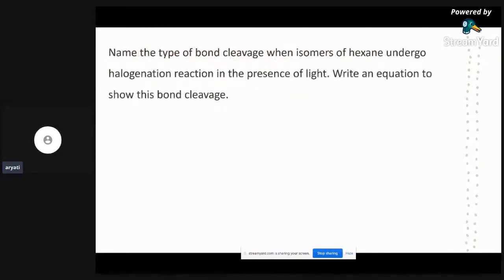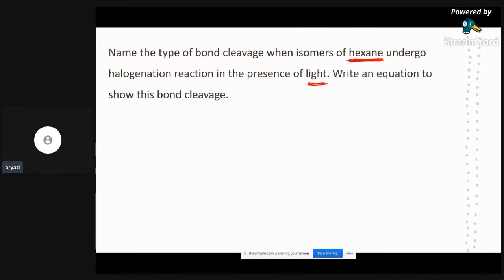Okay. Next question, name the type of bond cleavage when isomers of hexane undergo halogenation reaction in the presence of light. Okay, write an equation to show this bond. So as we know that hexane, the bond between carbon and hydrogen have similar electronegativity. So bila dia undergo similar electronegativity, dia akan undergo homolytic cleavage.